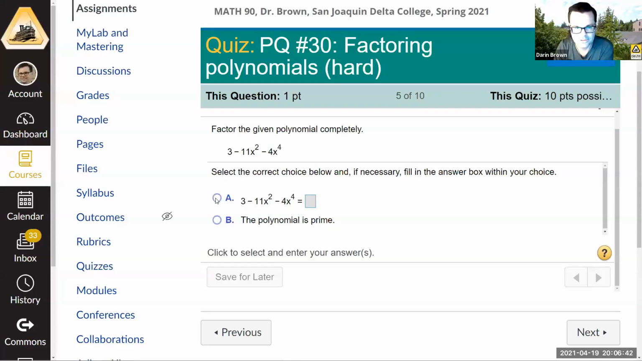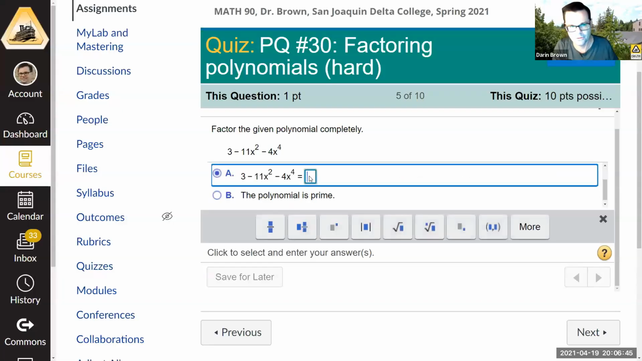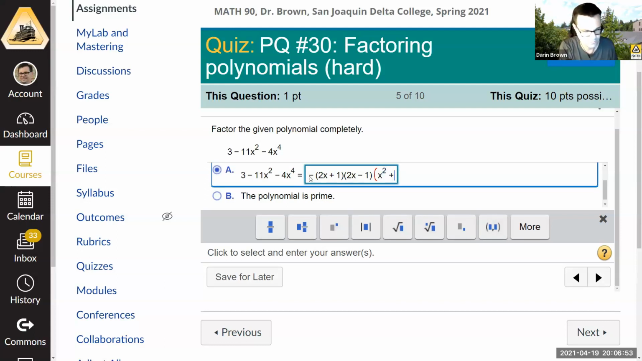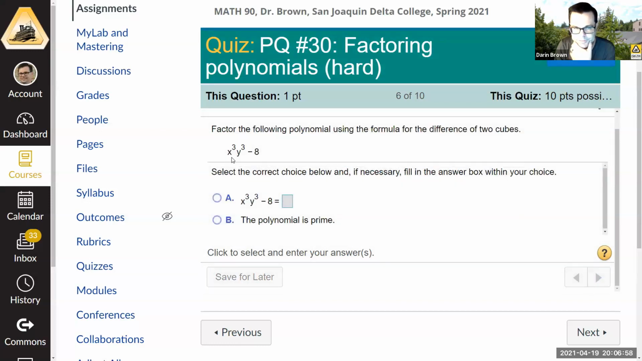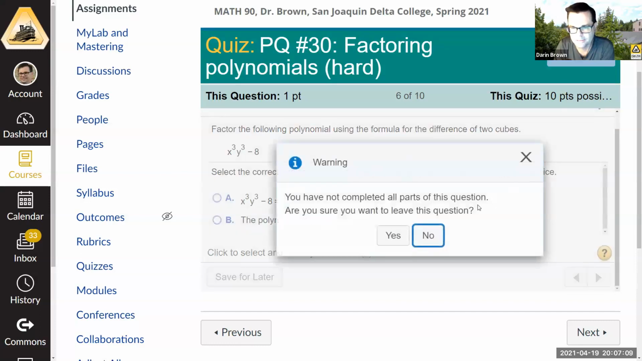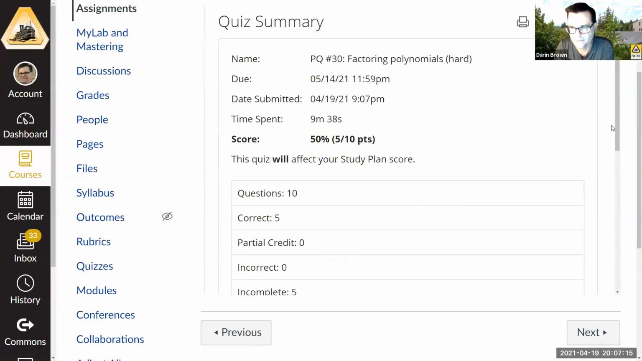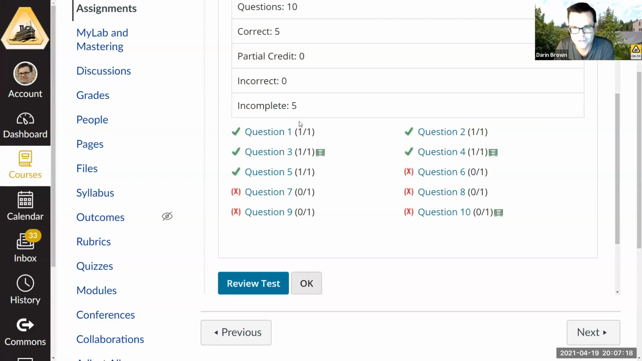And maybe this is a good one to stop at, because we don't need to do all the hard ones here. So it was minus 2x plus 1, 2x minus 1, x squared plus 3. Okay, let's just look at the next one here, which is a difference of cubes. So you would do this like we did difference of cubes. Let's see. Yeah, I know I haven't finished it. I've not completed my assignment. Okay, so we got these first 5. So the 5 that we did, we got right.